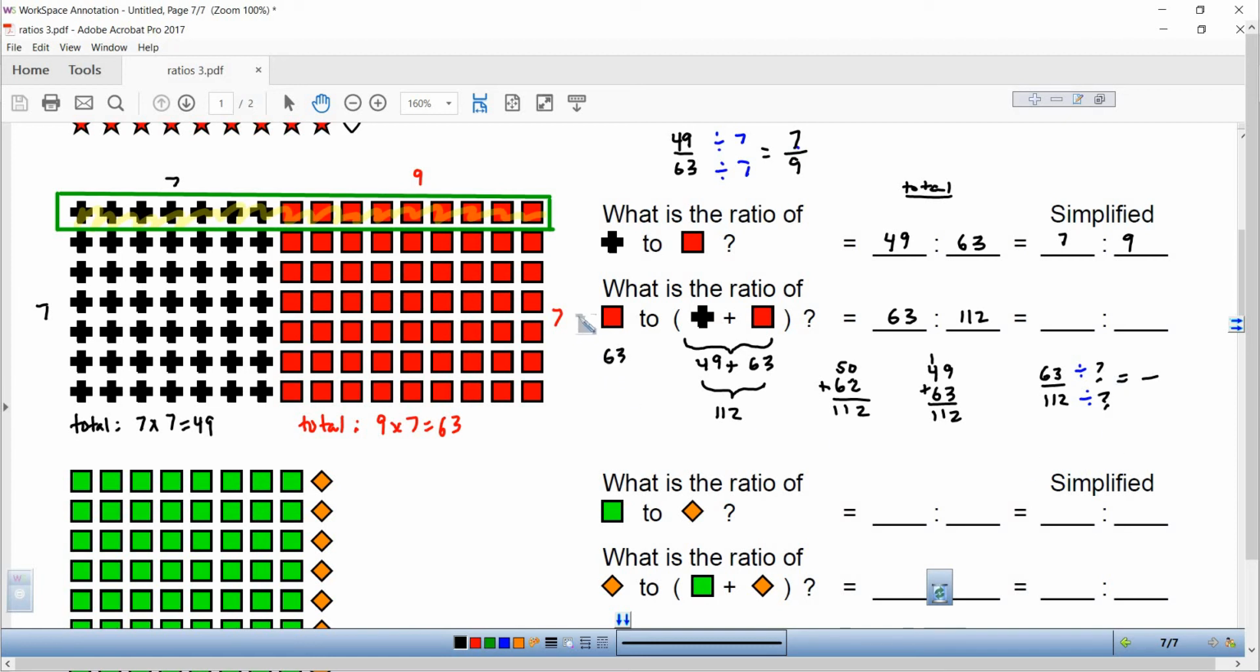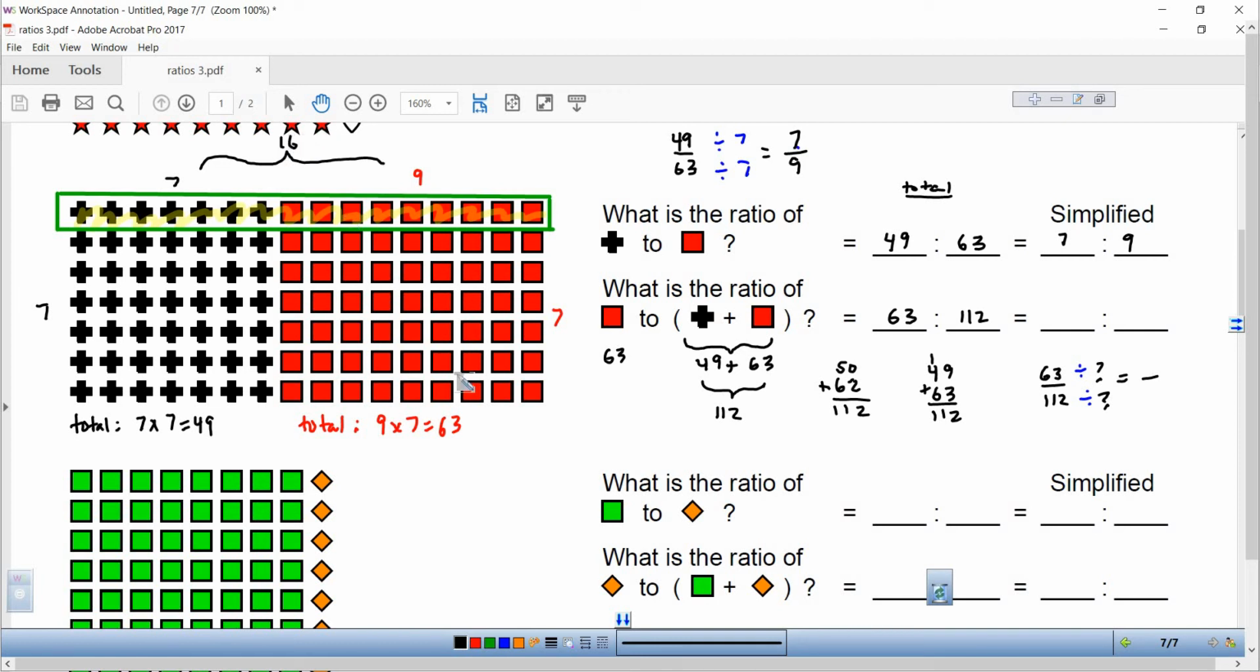Well, here's where the picture can be really nice. Because remember, we're going to look at one row. When we look at one row, just one row, how many red are there? There are 9. How many total are there?